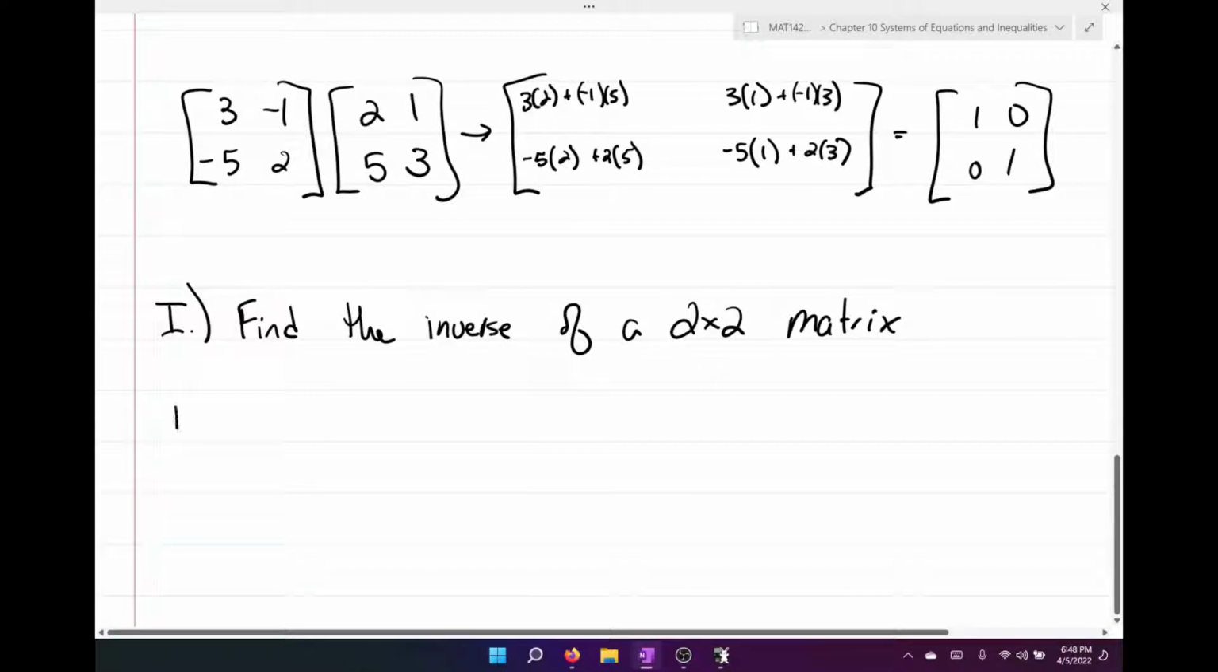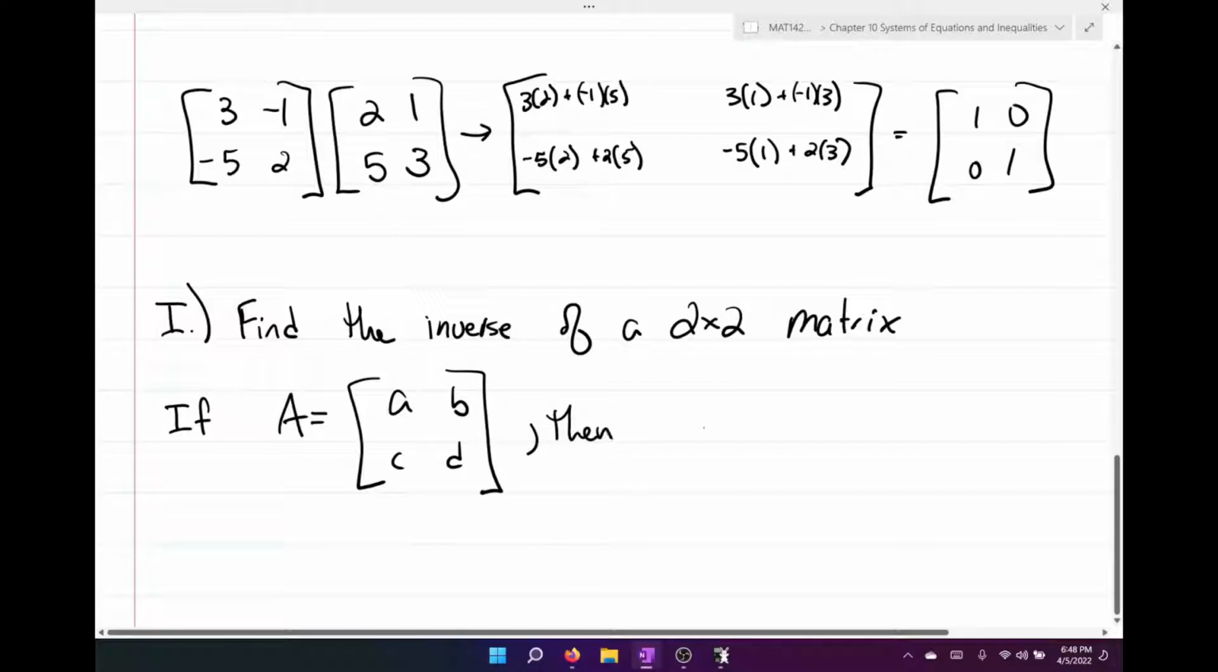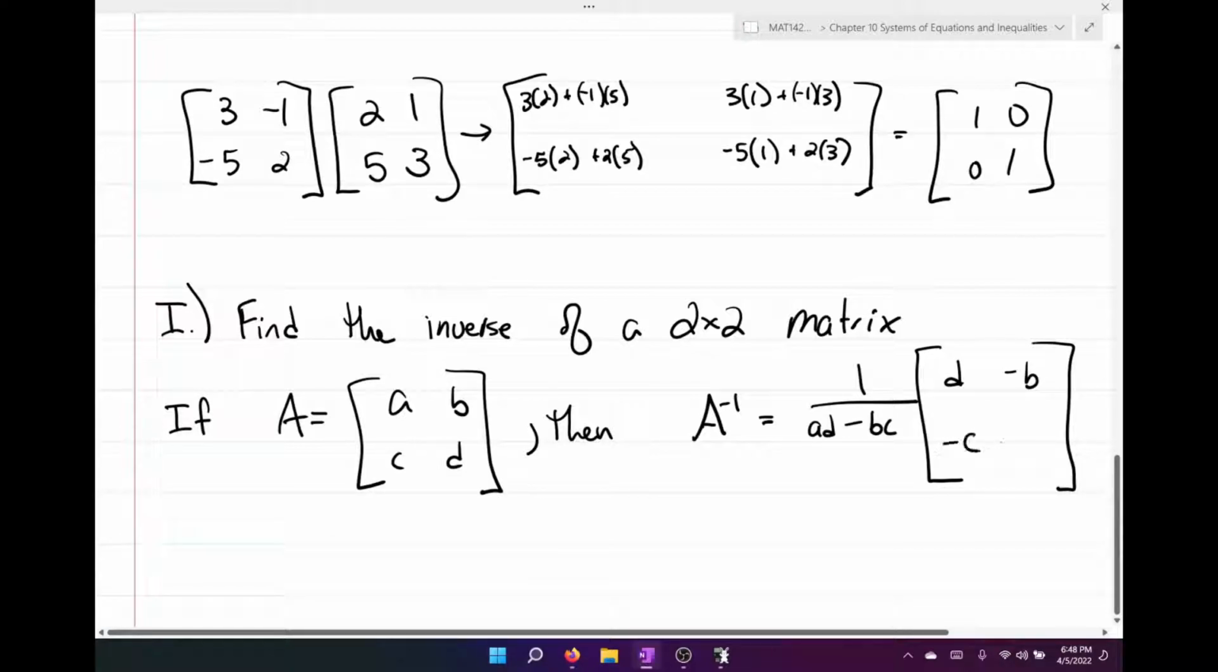So if A equals the elements A, B, C, and D, then the inverse is going to be equal to 1 over AD minus BC times D, negative B, negative C, and A. Now, this is a shortcut.